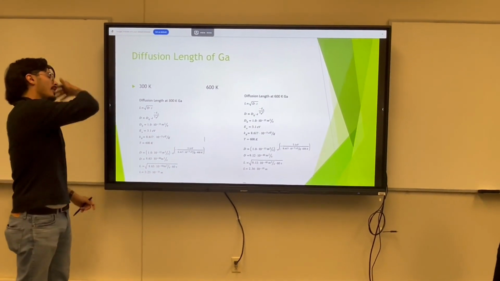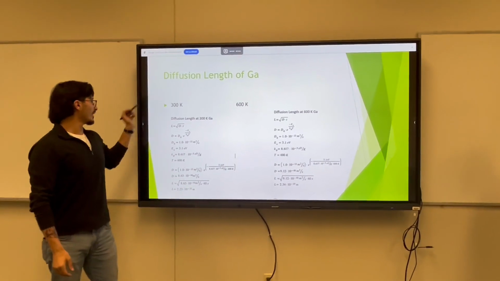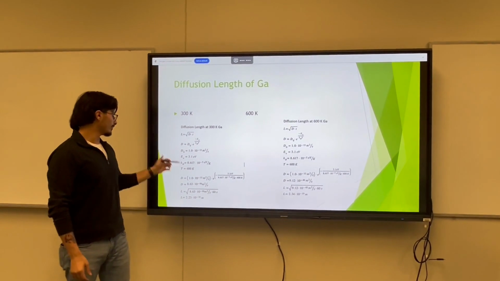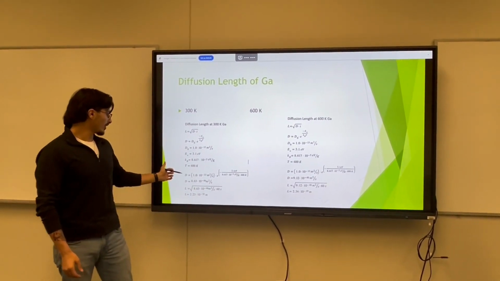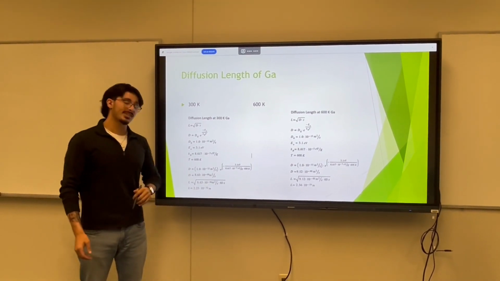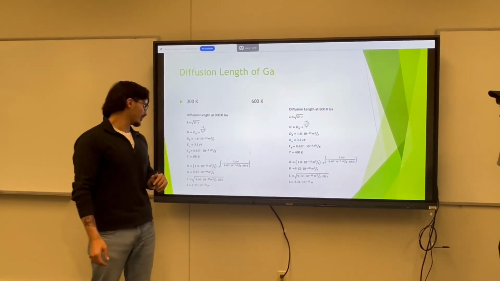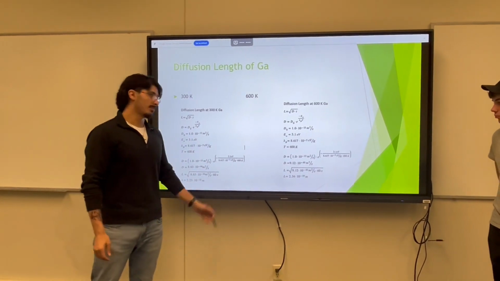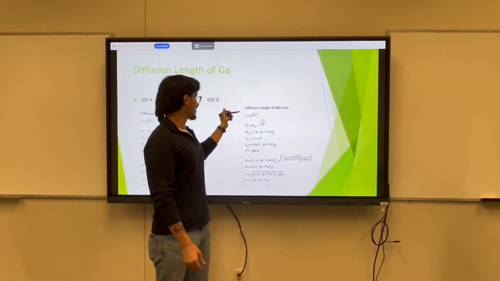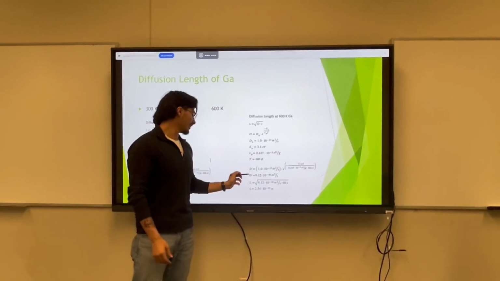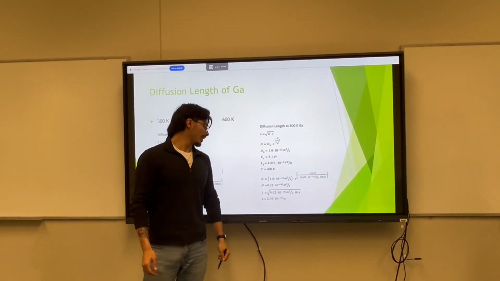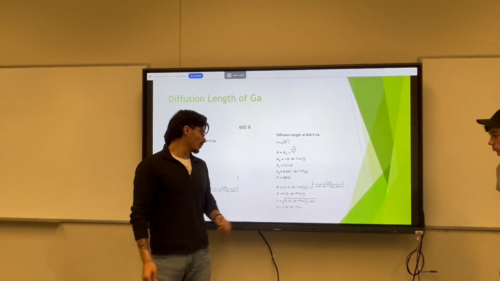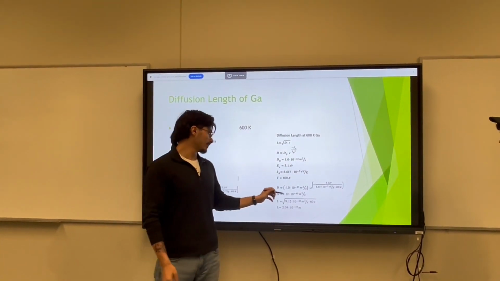Same thing for gallium. At 300 K, diffusion length, same equation, same Boltzmann constant, just different temperatures and values. So D, we get 8.63 times 10 to the negative 66 meters squared per second, and our length is 2.23 times 10 to the negative 32nd meters. And then over here is 600 K, same exact thing, except this time our D is 9.12 times 10 to the negative 40 meters squared per second, and our length is 2.34 times 10 to the negative 19 meters.